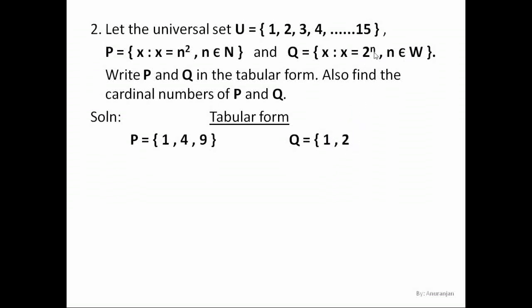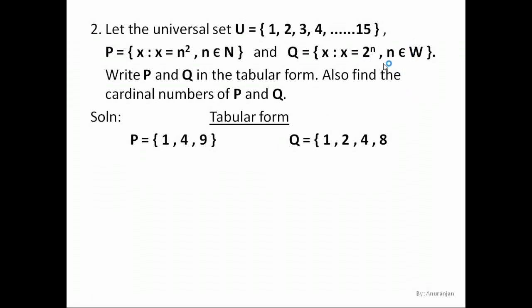Next whole number is 2. So 2 to the power 2 means 2 into 2. That will give you 4. Next, 3. So 2 to the power 3 means 2 into 2 into 2. That will give you 8. Next, if I take the next whole number, it will be 4. So if I multiply 2 four times, 2 times 2 is 4, 4 times 2 is 8, 8 times 2 is 16.